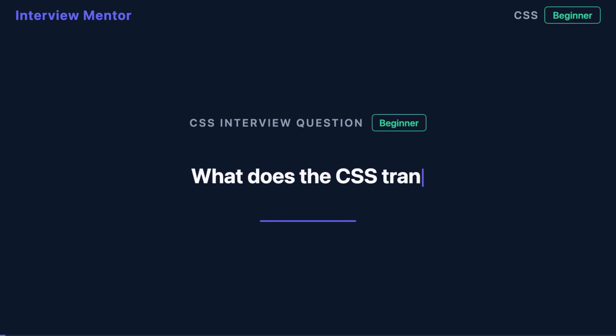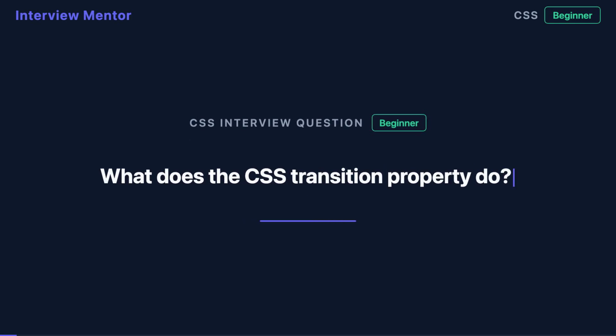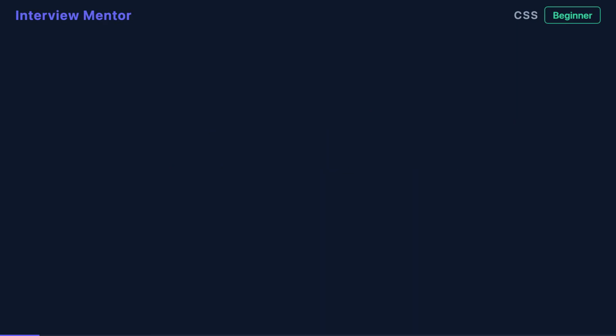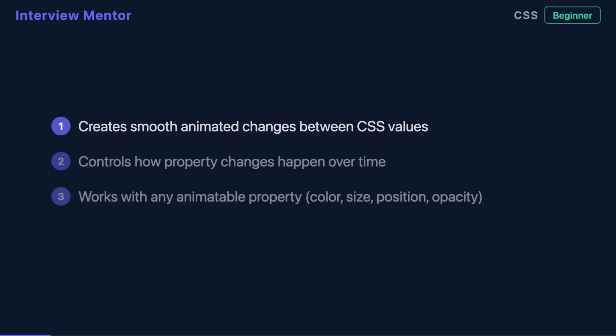Ever wonder why some websites feel smooth and polished while others feel clunky? The secret is CSS transitions. The transition property creates smooth animated changes between CSS property values. Instead of an instant jump from one state to another, transitions let you control how that change happens over time. This applies to any animatable CSS property like color, size, position, or opacity.